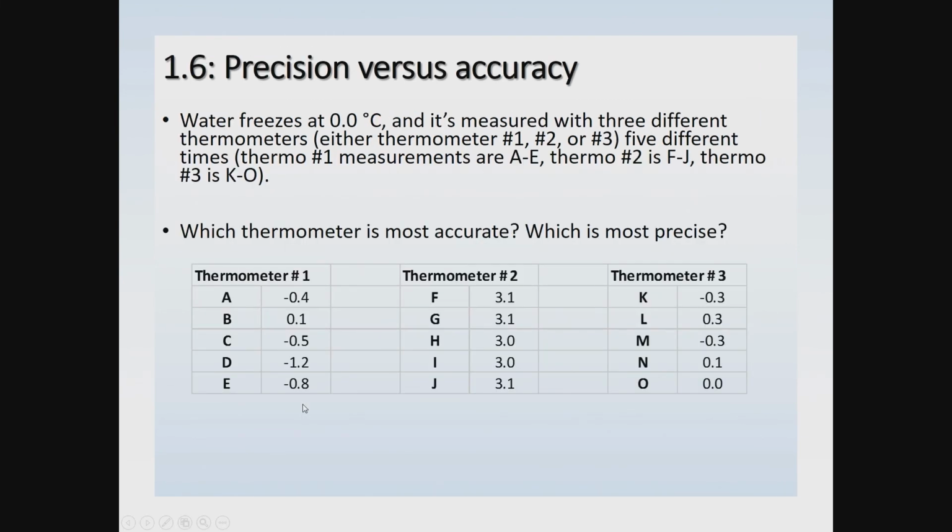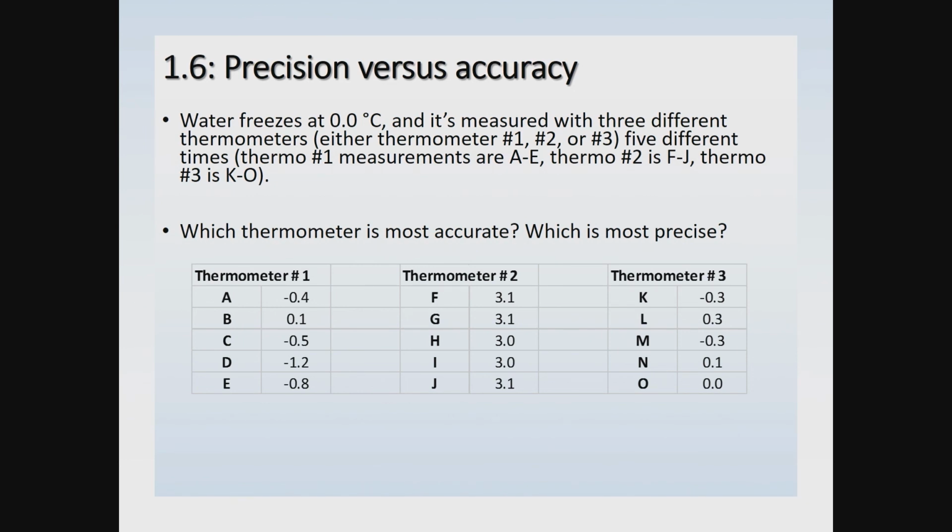And so the final question I have for you is this. Water freezes at 0.0 degrees Celsius, and it's measured with 3 different thermometers, either thermometers 1, 2, or 3 at 5 different times. So thermometer number 1 is measuring it 5 times, and those measurements are A through E. Thermometer number 2, you're measuring it 5 times, F through J. And thermometer number 3, you're measuring it 5 times, K through O. So of these 3 thermometers, which is the most accurate and which one is the most precise?